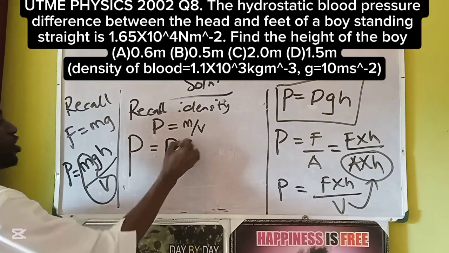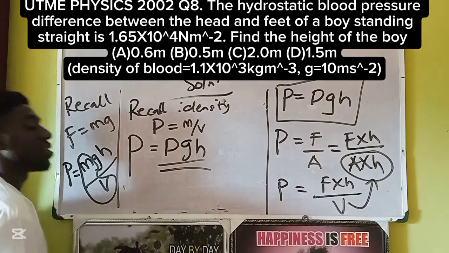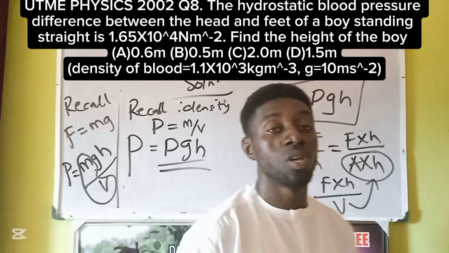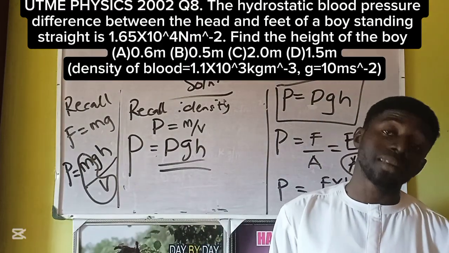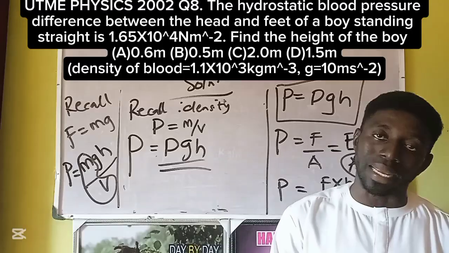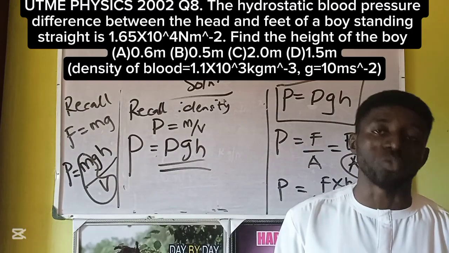Next thing is what? g and h. So that's how our formula came about. We call that formula pressure on liquids and gases, or one name, pressure on fluids.